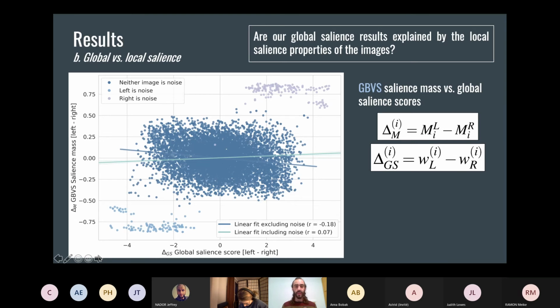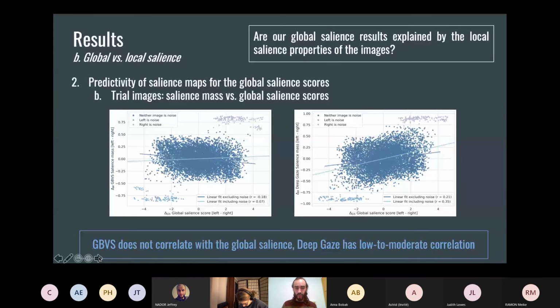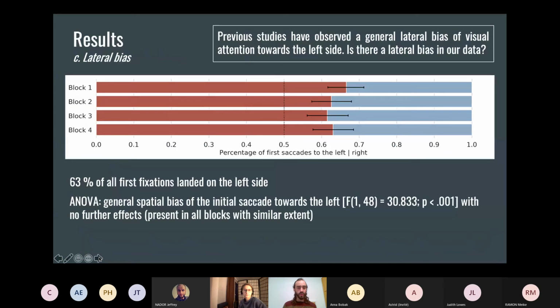And this is with GBVS. The next slide is with DeepGaze 2. A little bit better again, but not strong enough. And we were surprised by this. We actually wanted to find a way to explain our visual salience with the local salience properties, but we honestly couldn't find it. Yeah, and I think we can go to the next.